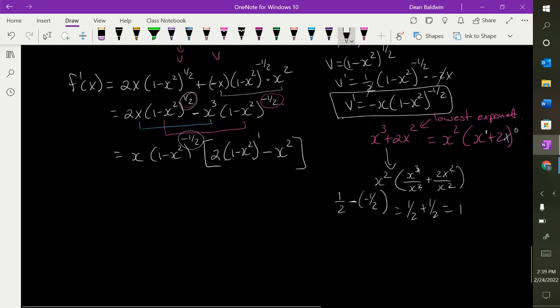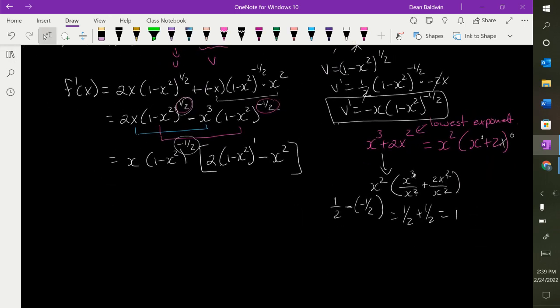That's going to take some getting used to, but once you get the hang of it, you'll be able to do it quickly in your head. You need to practice, people. So now I've got x times 1 minus x squared, -1/2. I'm going to simplify the expression in here. I'm going to dump the 2 in, so I get 2 minus 2x squared minus x squared.